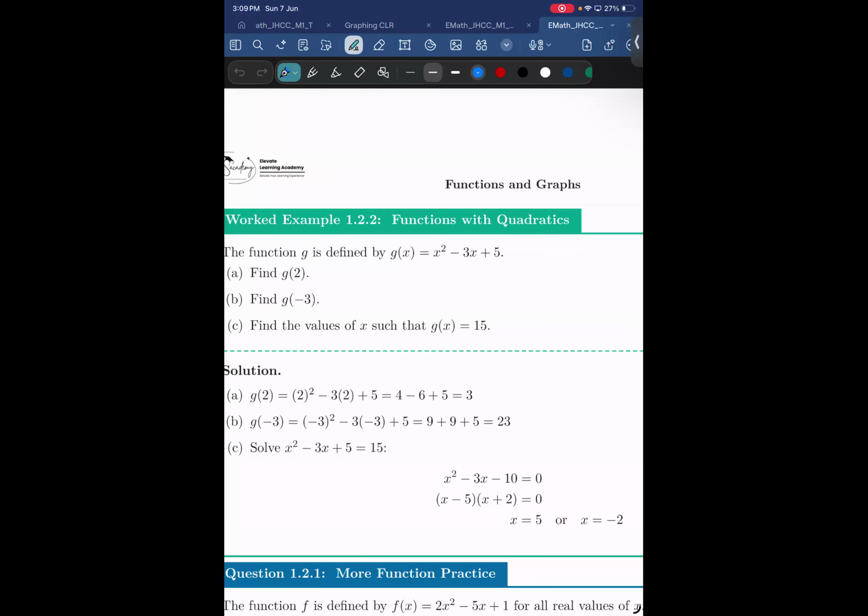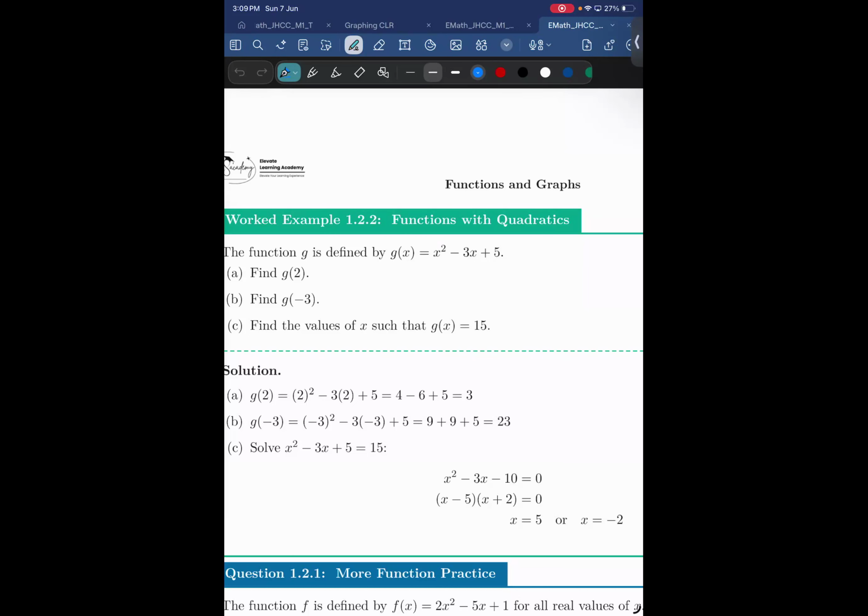But g(-3): once again, the common mistake people make is that they don't use brackets. For minus 3, you need to use a bracket, like when you square it. In general, always use a bracket when you substitute. Because if you don't, you might see minus 3 squared as minus 9 instead of 9. Otherwise it's not difficult.